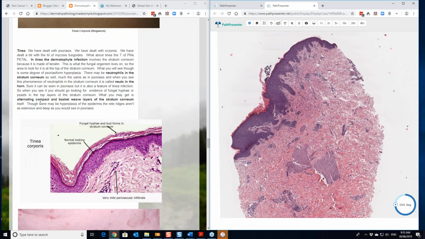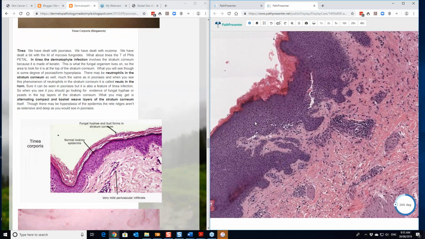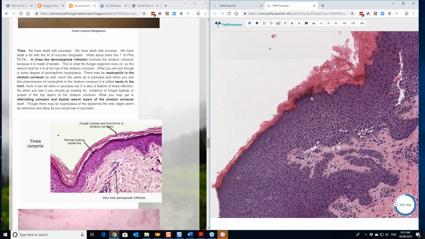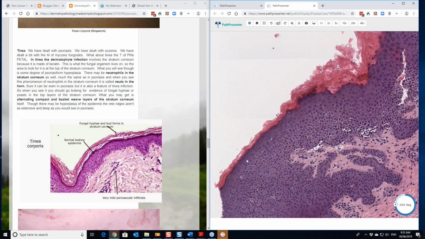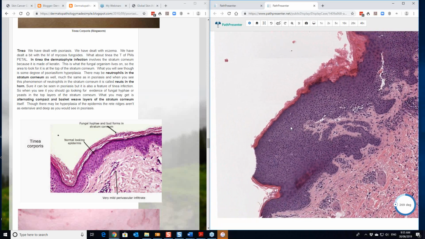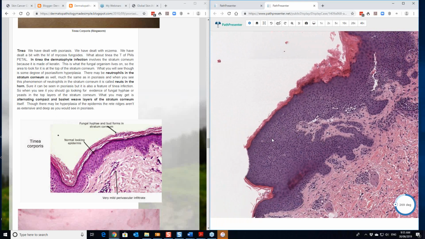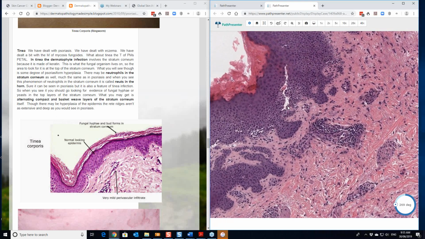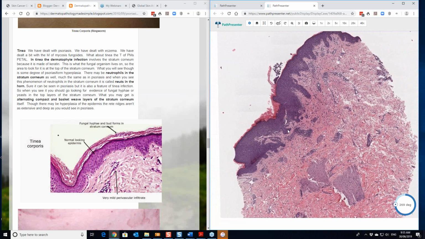And they're commenting here, you can sometimes get alternating compact and basket weave layers of keratin. I don't think that shows it terribly well, but the compact orthokeratosis would be where it's layered, and then normally you would get the more open orthokeratosis. The rete ridges aren't as extensive as you would see in psoriasis, and the spongiosis is often a wee bit more marked. And this is just a summary here.